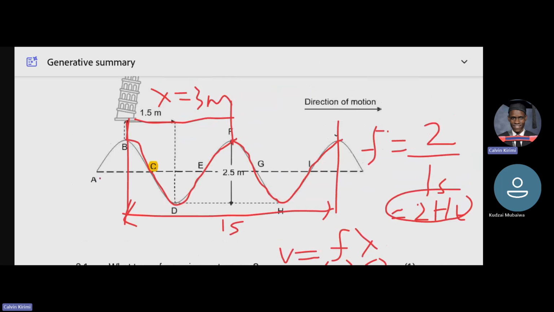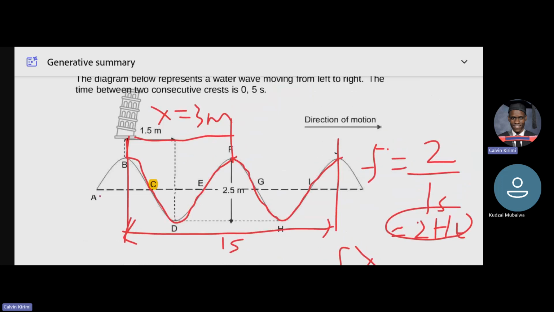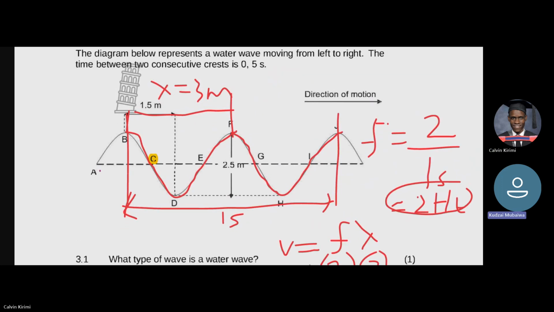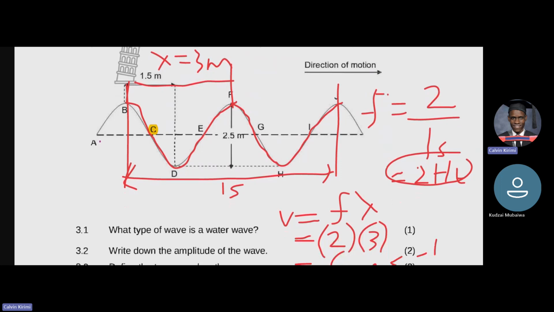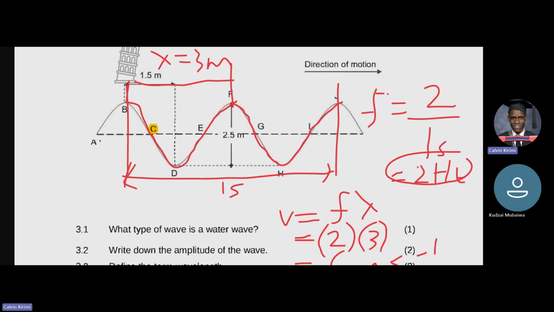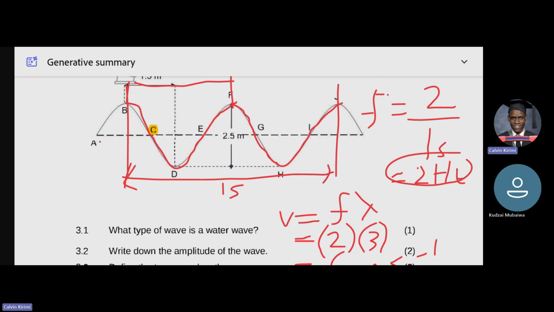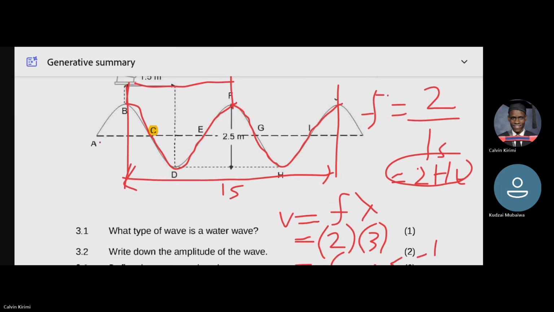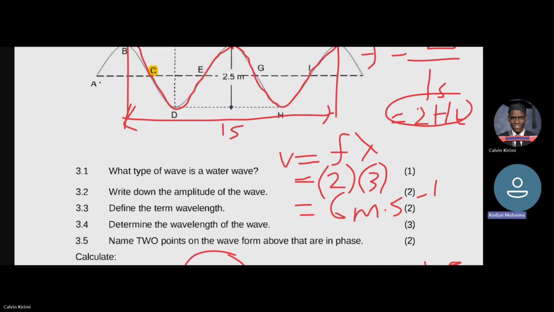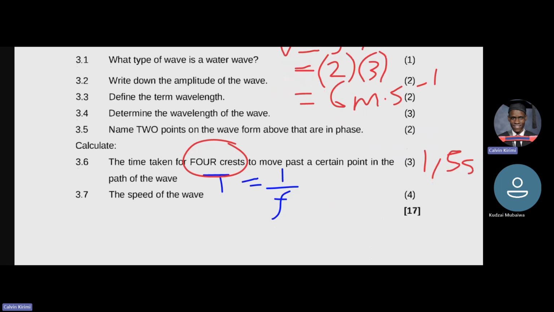No, sir. Everything is coming from the graph. Yes, that's how we are approaching this problem. Everything is coming from the graph. Okay. Let's move on. So we found the wave speed, the speed of the wave, 6 meters per second. We are done.